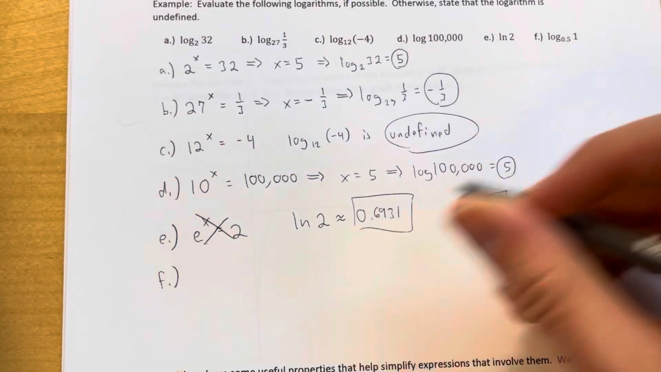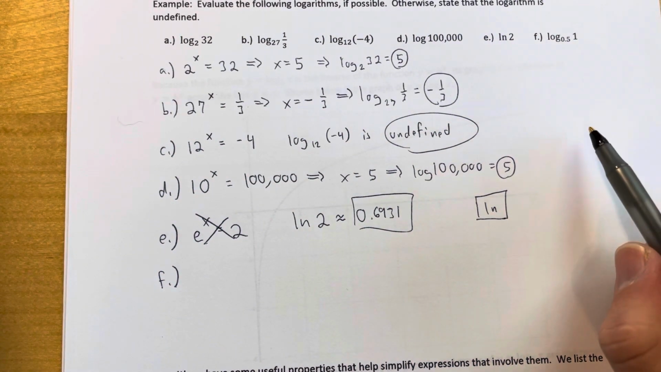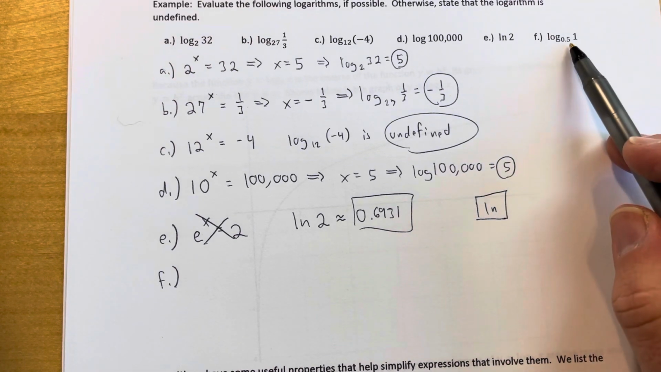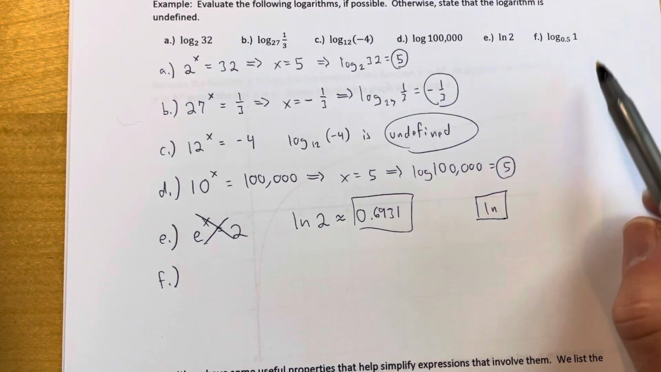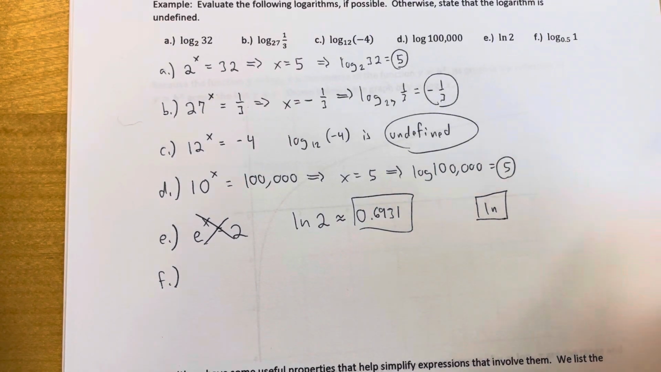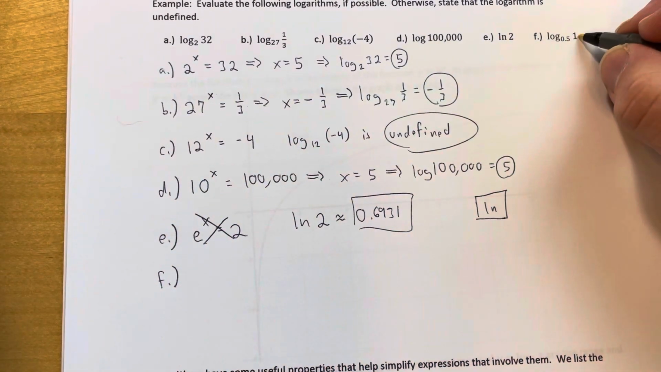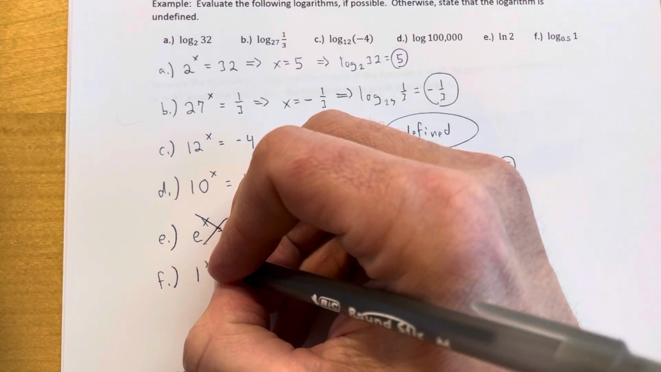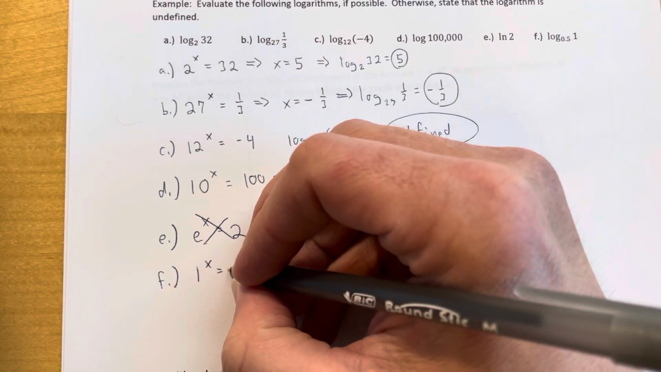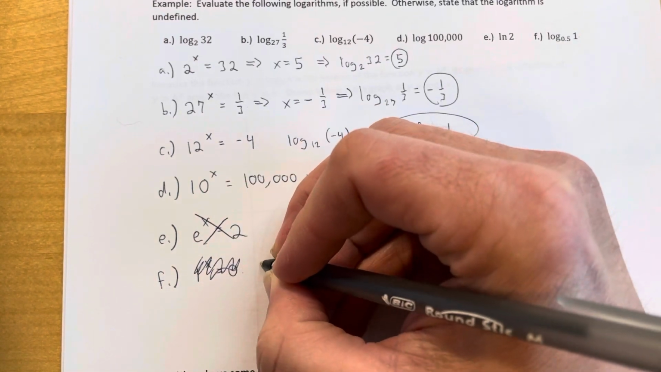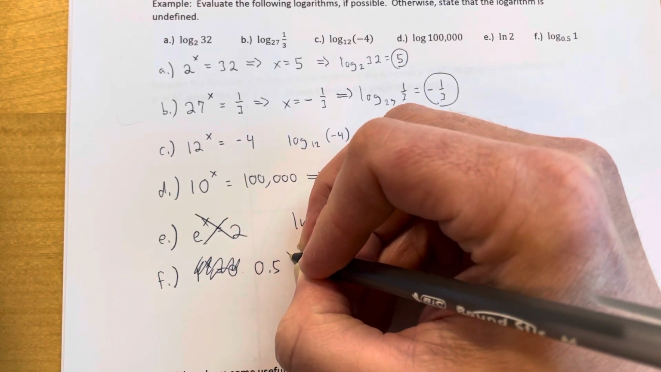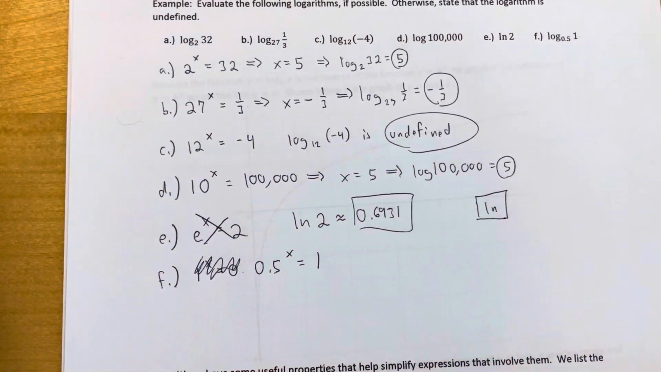Last one, log with a base of 0.5 of 1. Logarithms can have a base that's not an integer. We already know that from our natural log, but here's a fraction, 0.5 or 1/2. So this means 1 to what power is equal to 0. Oh, I'm sorry, I mixed that up. 0.5 to what power is equal to 1.